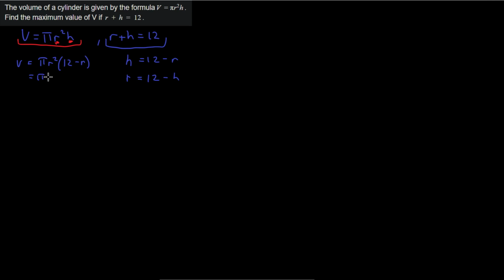That doesn't look too bad. Let's expand that. Pi r squared times 12. Oh, I need space for a 12 at the front. Let me just go back in time. 12 pi r squared minus pi r cubed. Not too bad. That seems easy to derive. I've got one variable, I've got my r. Let's try the r. Let's sub that in. I'll do that over here. V equals pi, and instead of r, 12 minus h in brackets squared times h.